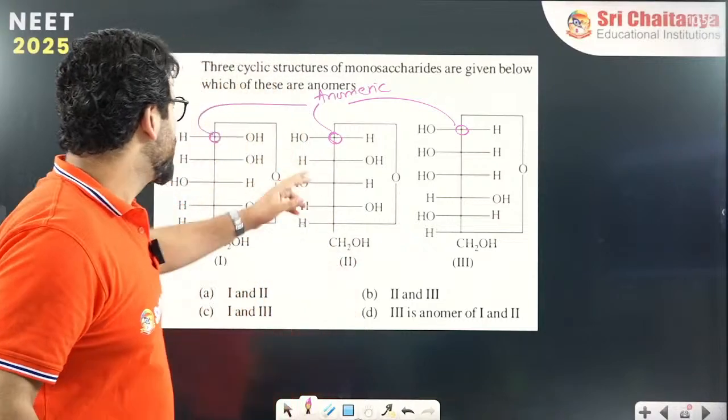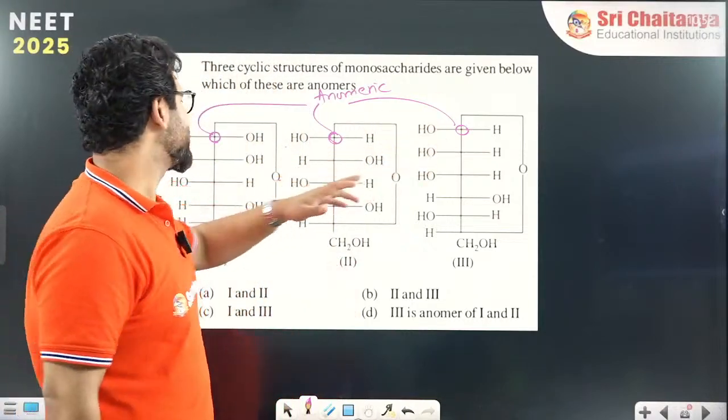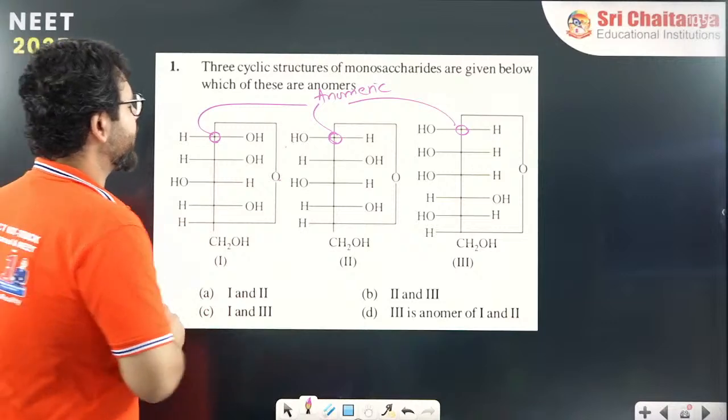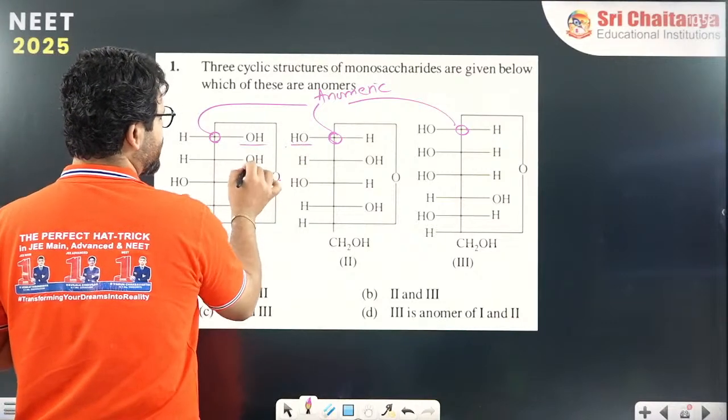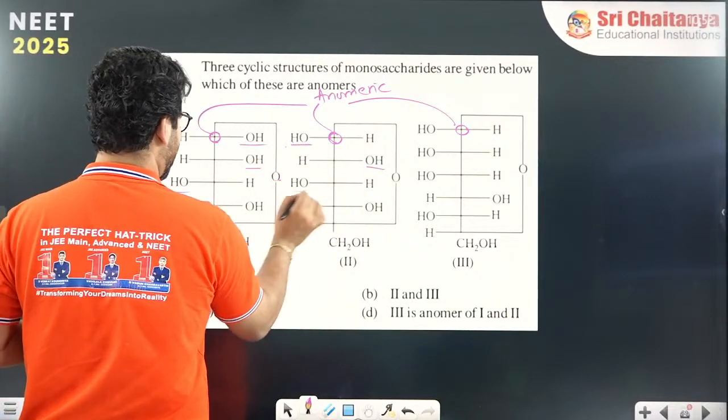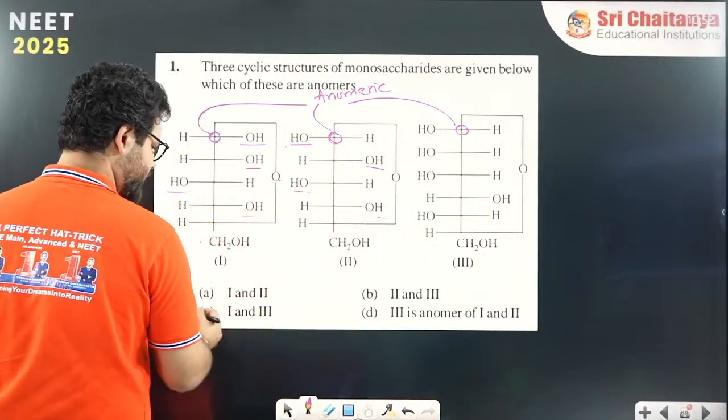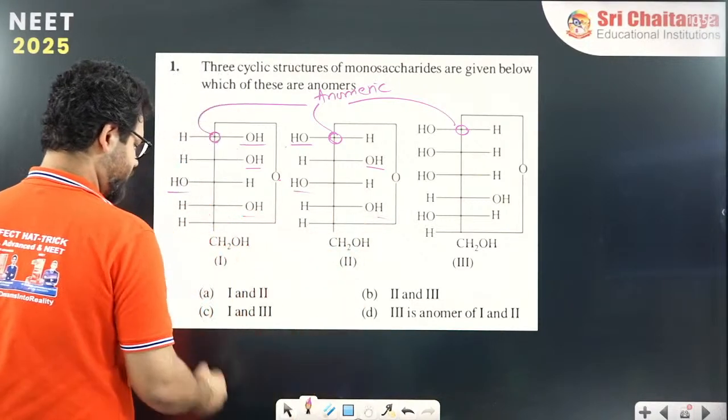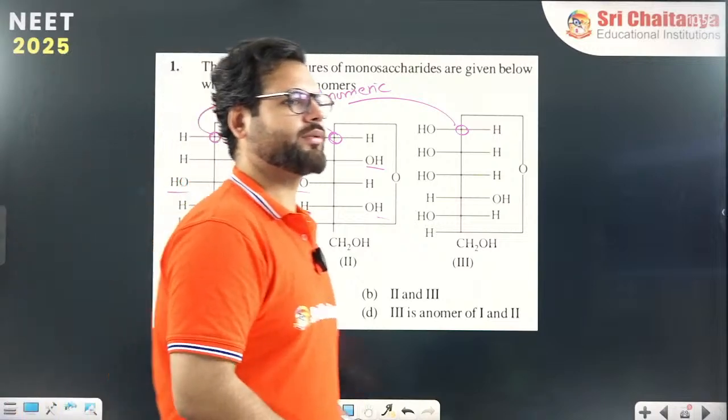OH on left, OH on left, they are not anomers. OH on left, OH on right, okay, different. Then this OH right, right, left, left, right, right. So these two are anomers, 1 and 2. 1 and 2 are anomers.